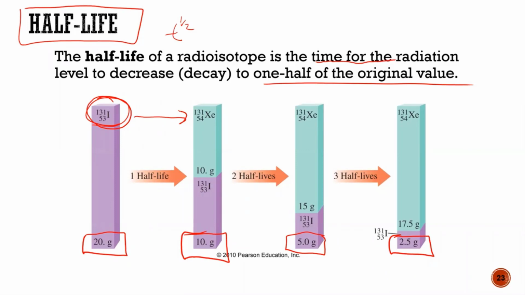So was it an alpha, a beta, a positron? So going from this iodine, right? Was it a beta? Yeah, it was a beta. Good. Okay. Why was it a beta? Excellent. It was a beta.